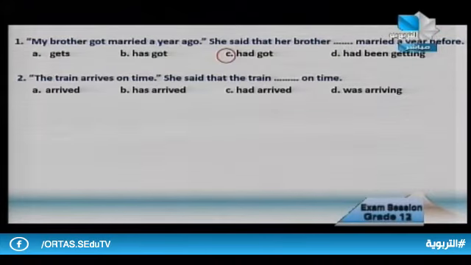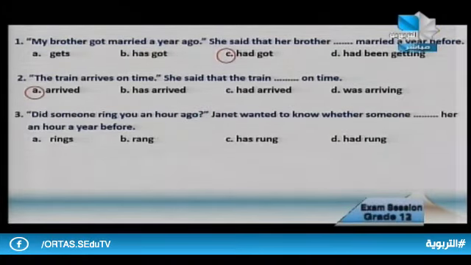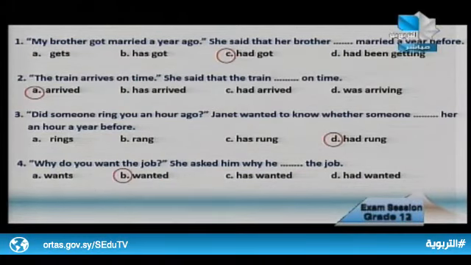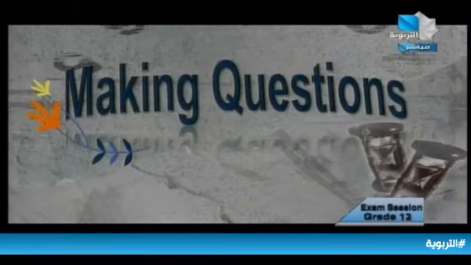Number 2, the train arrives on time. She said that the train arrived on time. Did someone ring you an hour ago? Janet wanted to know whether someone had rung her an hour before. Good. The last one, why do you want the job? She asked him why he wanted the job. Now, making questions.